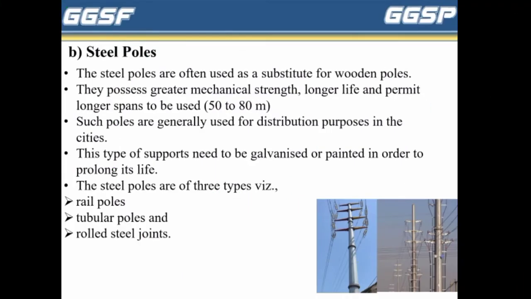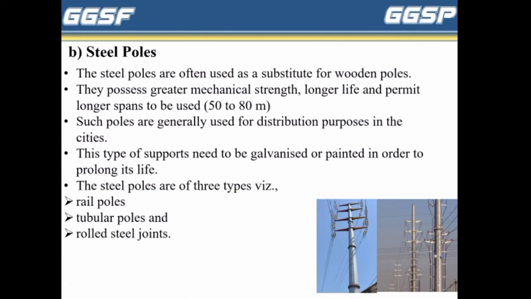The next one is steel poles. Steel poles are often used as a substitute for wooden poles. They possess greater mechanical strength, longer life and permit longer spans to be used, from 50 meters to 80 meters. Also, steel poles can provide advantages for high voltage lines. Such poles are generally used for distribution purposes in cities. Here are some images of steel poles shown in the slide. This type of support needs to be galvanized or painted in order to prolong its life.